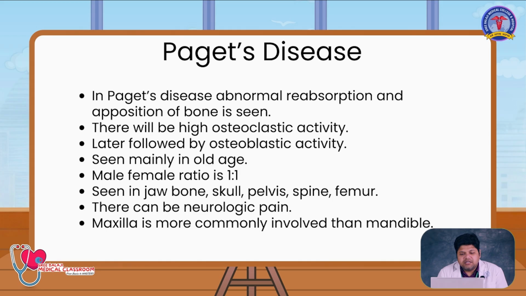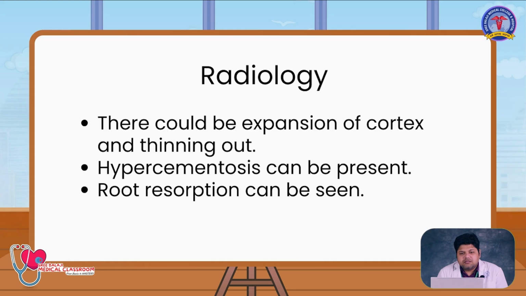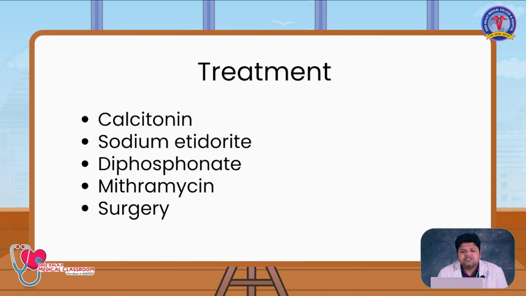Maxilla is more commonly involved than mandible, in a 3:1 ratio. Radiographic findings can be seen in 3 stages. It can cause expansion of the cortex and thinning out, but does not perforate it. Hypercementosis can also be there, root resorption can also be there, and the management is calcitonin.